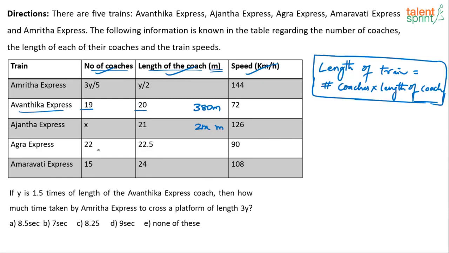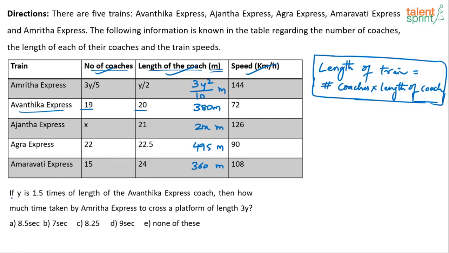By the way, in case you have to multiply 22 with 22.5, 22.5 can be taken as 22 plus 0.5. So 22 into 22 plus 22 into 0.5. That's like 22 square plus half of 22. 22 square is 484. So 484 plus 11, 495. In case you want to do it, 495 meters. 15 into 24, that's like 240 plus 120, 360 meters. This would be 3y squared by 10 meters. Anyways, so the idea is the length of the train can be found here.